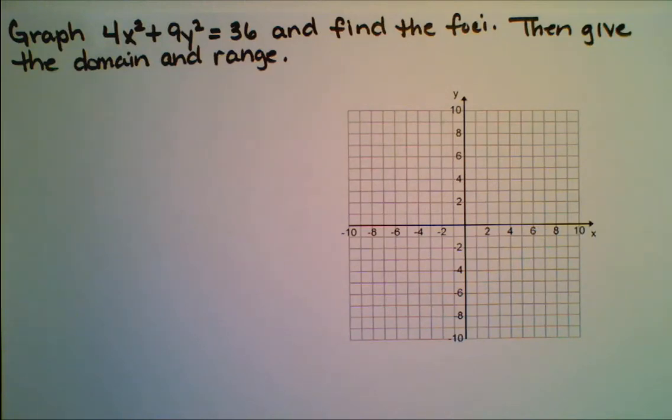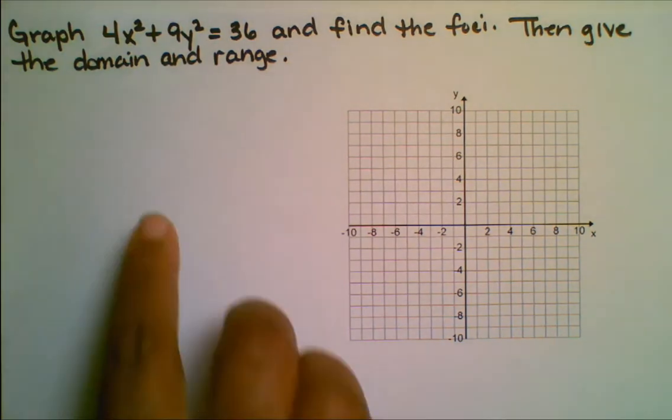All right, so we have here: graph 4x squared plus 9y squared equals 36. And then we're going to find the foci and give the domain and range once we graph this ellipse. Now, one way to identify if this is an ellipse is to look at the x squared term and the y squared term. Those x squared and y squared terms have different positive coefficients.